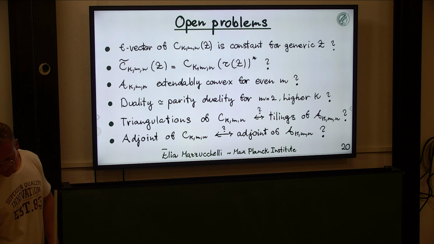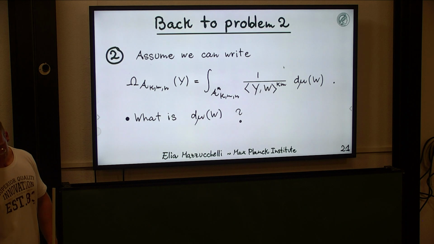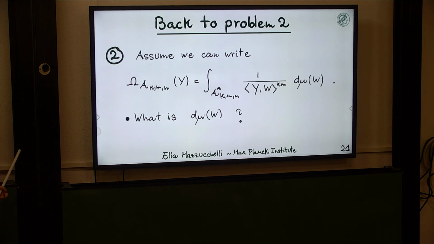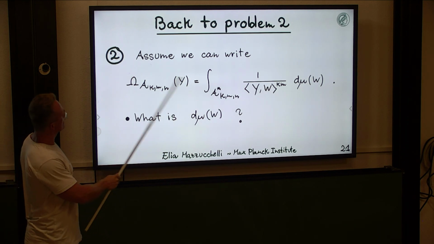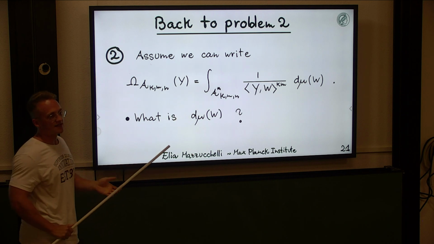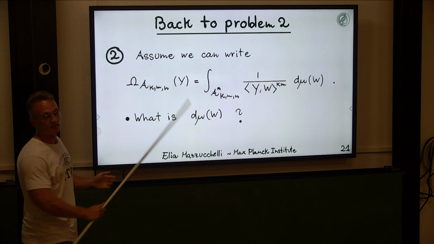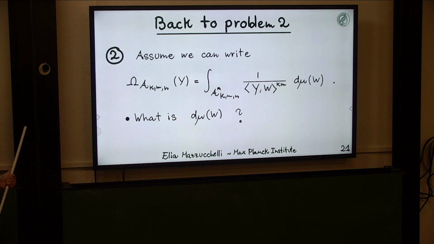So let me now go back to problem 2, which was: assume that now, let's say, our notion of duality is the right one, such that we can write some dual volume representation like this. What should be the measure?